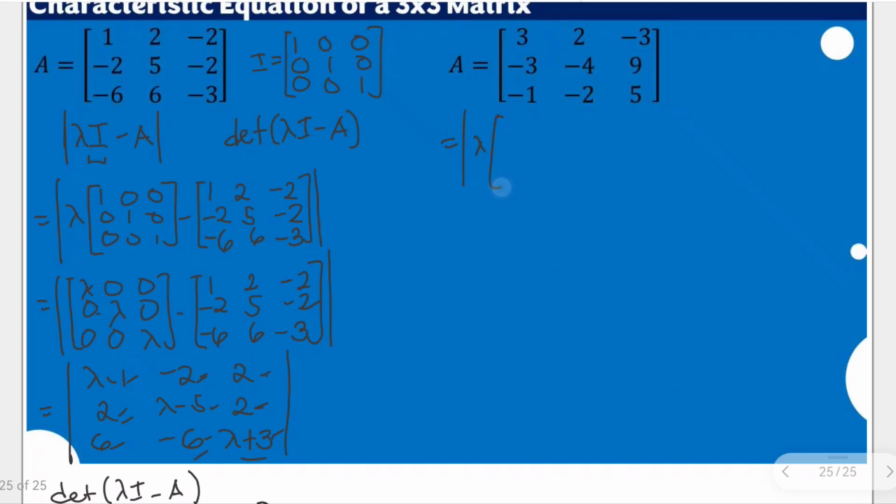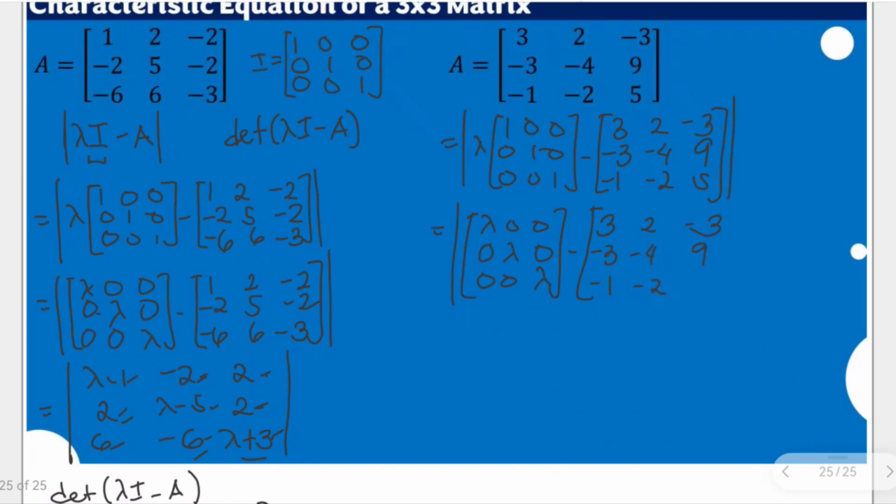Lambda times the identity matrix 1, 0, 0, 0, 1, 0, 0, 0, 1, minus the matrix 3, 2, minus 3, negative 3, minus 4, 9, minus 1, minus 2, and then 5. This is again lambda 0, 0, 0, lambda 0, 0, 0, lambda, minus 3, 2, negative 3, negative 3, negative 4, 9, negative 1, negative 2, and then 5. Their difference can be expressed as this form.